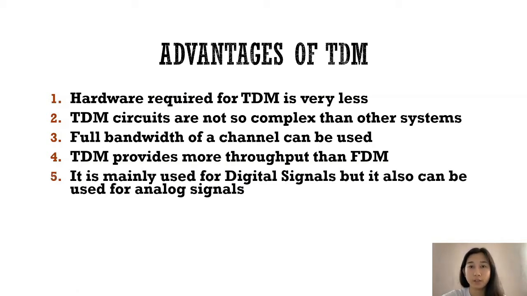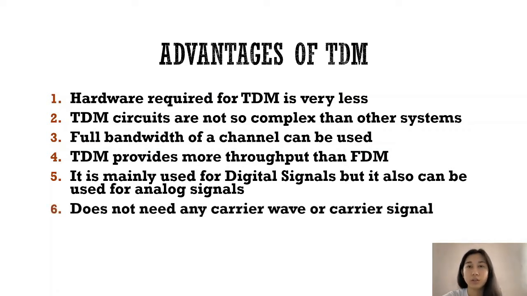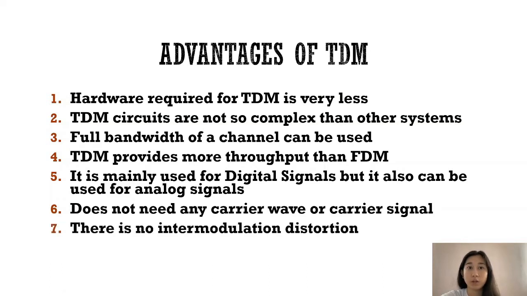Another great advantage of TDM is that it is mainly used for digital signals, but it can also be used for analog signals. A TDM system does not need any carrier wave or carrier signal, while FDM needs a carrier signal. There's no intermodulation distortion. TDM needs synchronization, while FDM does not need synchronization.